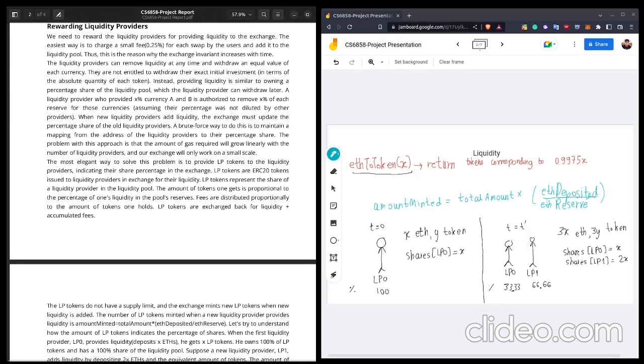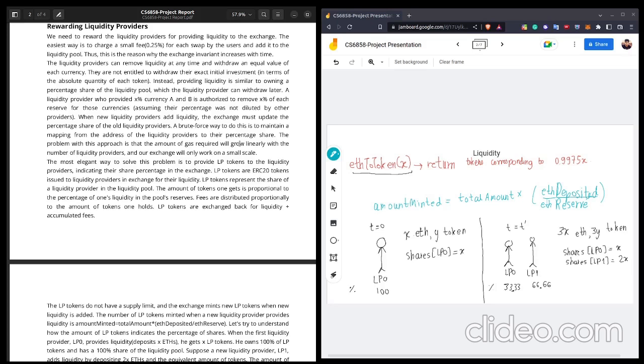Providing liquidity is similar to owning a percentage share of the liquidity pool, which the liquidity provider can withdraw later. They are not entitled to withdraw their exact investment in terms of the absolute quantity of each token. Instead, a liquidity provider who provided X% of currency A and B is authorized to remove X% of each reserve for those currencies, assuming their percentage was not diluted by other new providers.